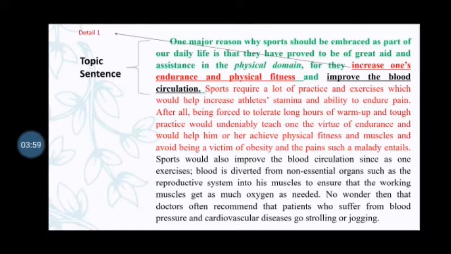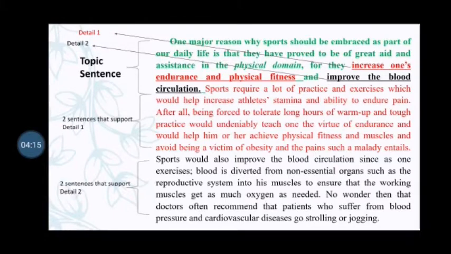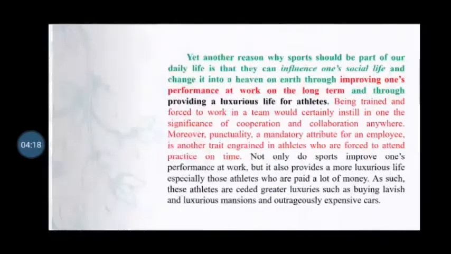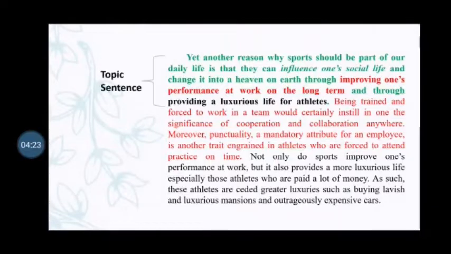Detail 1 is increase one's endurance and physical fitness. Detail 2 is improve the blood circulation. This is followed by 2 sentences to support detail 1 and 2 sentences to support detail 2. Same applies to the second body paragraph, where the author also begins with a topic sentence that has a controlling idea and 2 details, followed by 2 supporting sentences for detail 1 and 2 supporting sentences for detail 2.